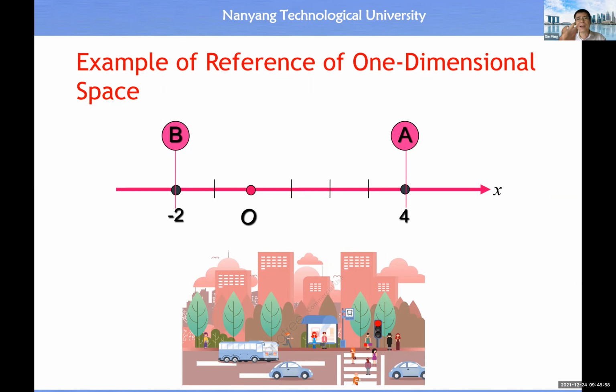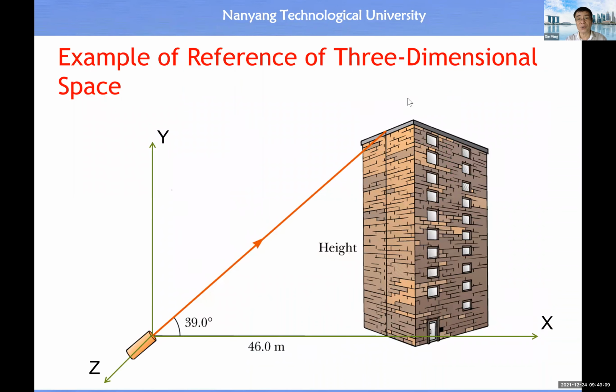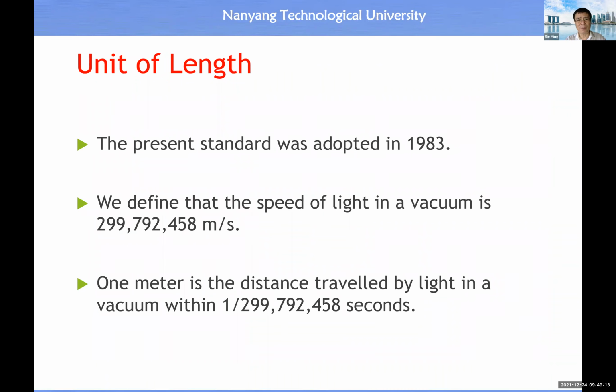So this is a typical example for us to do manual measurement of the length. We must have one reference for one-dimensional space, two references for two-dimensional space, okay, so it's easier for you to understand, then three references for three-dimensional space, right? So the basic unit of measurement of length is 1 meter. 1 meter corresponds to the distance traveled by light in a vacuum within this amount of time. This is just a very tiny fraction of a second, right?